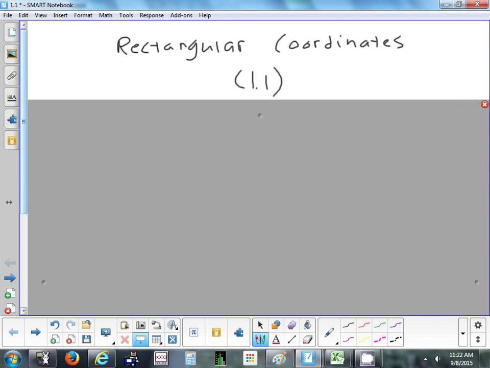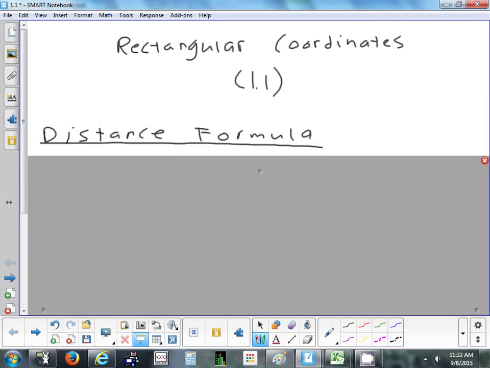Okay, so let's look at our first section, which is section 1.1. Okay, 1.1 is basically, as I said, a little bit of review on algebra. We'll talk a little about square roots, maybe a little geometry as well. All right, first thing we're going to take a look at is what's called the distance formula.